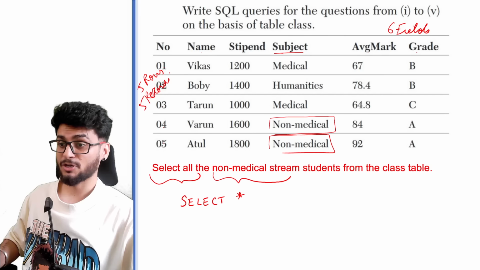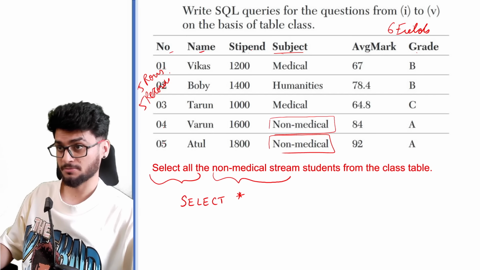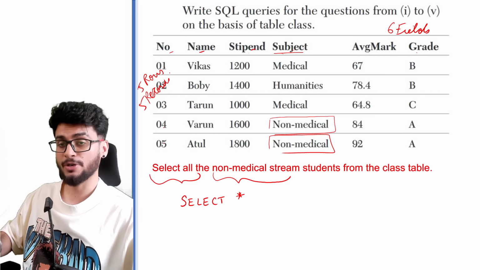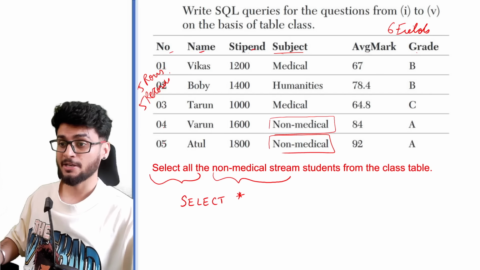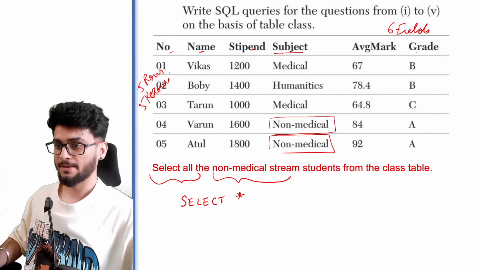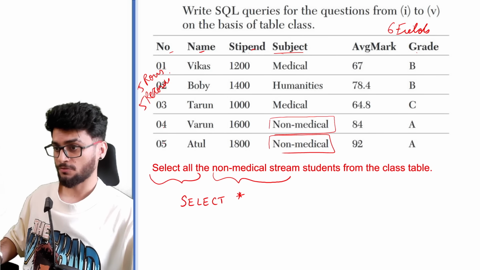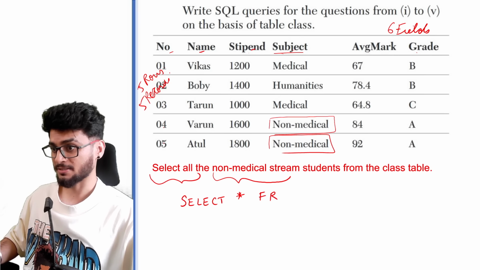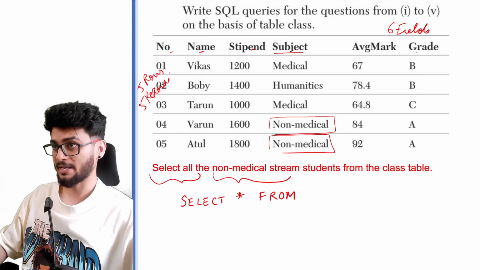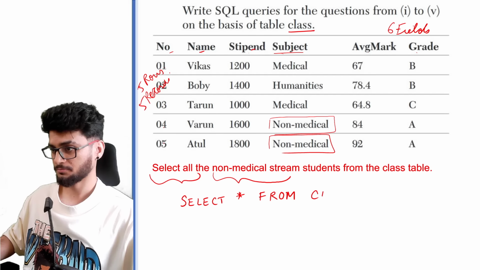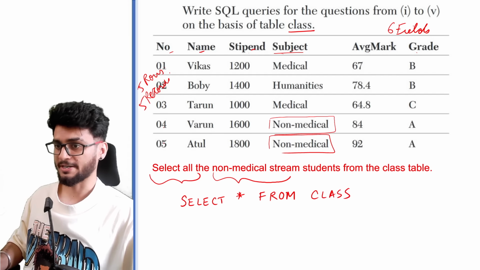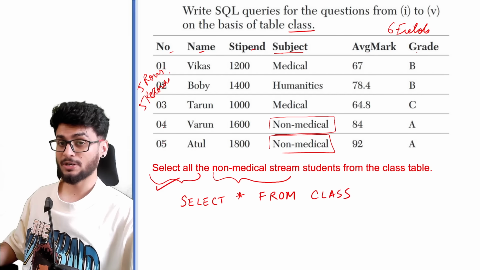Why select star? Because we need to select all the columns. ऐसा नहीं लिखा है कि आपको सिर्फ नेम प्रिंट करना है या स्टाइपेंड प्रिंट करना है. You need to select all the columns. Select star. We also need to mention which table is it. From table class. Alright, so the first part is done. We need to look at the second part.